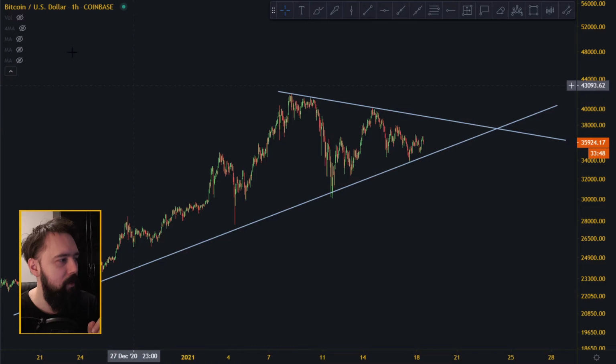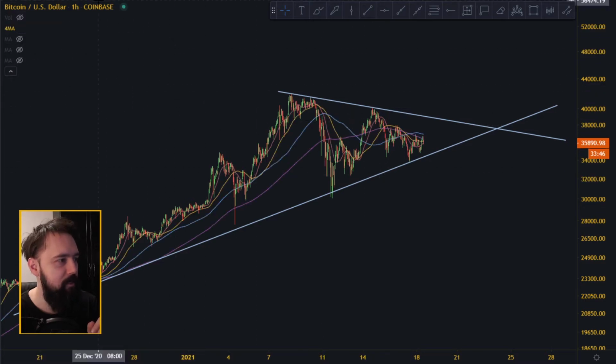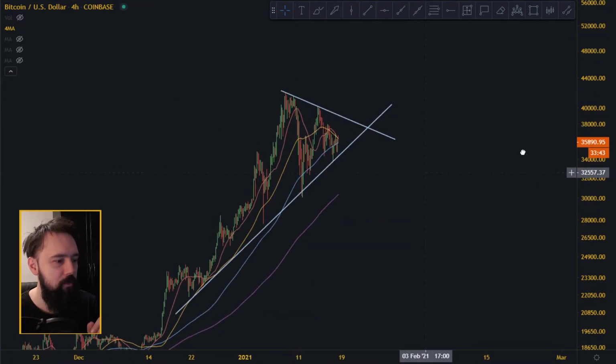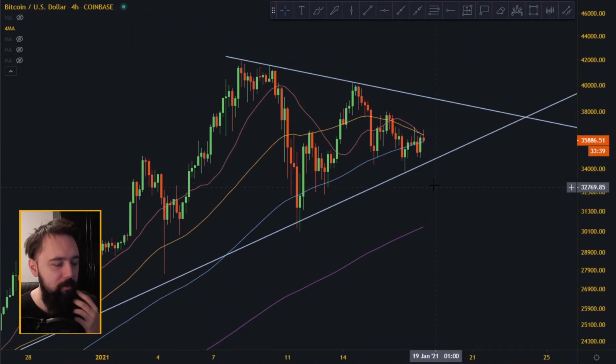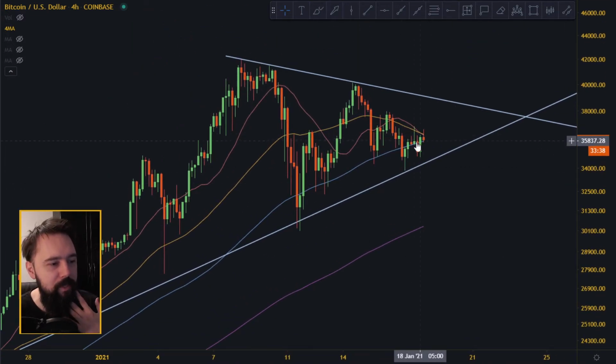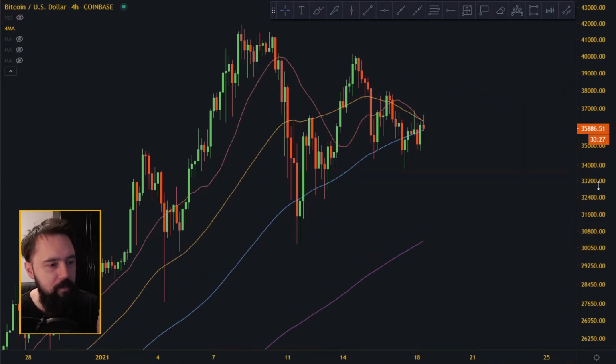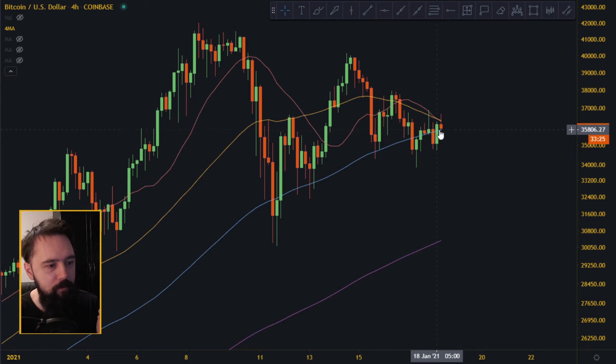So right now we're going to look at some moving averages. This is on the 1 hourly, this is on the 4 hourly, and this is what's really interesting to me right now: how the price is being pushed between the 20-50 moving average and the 100 moving average. The blue line is the 100 moving average.